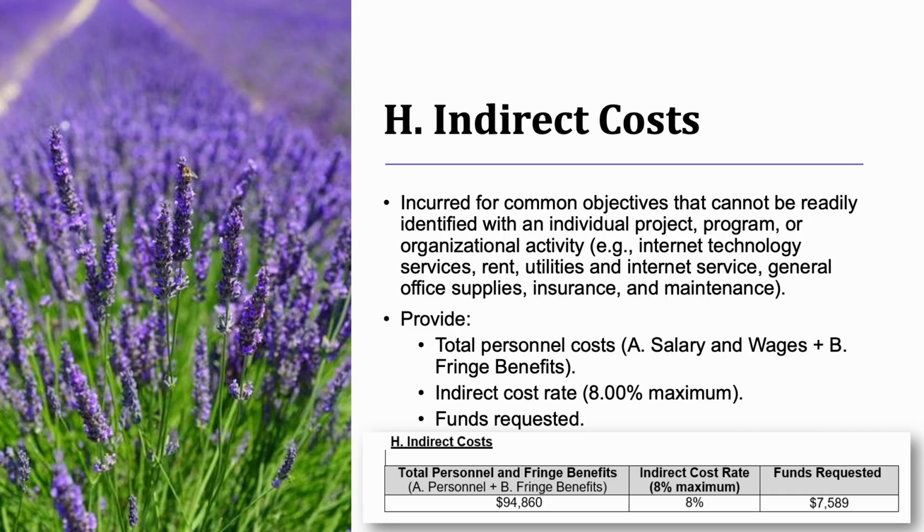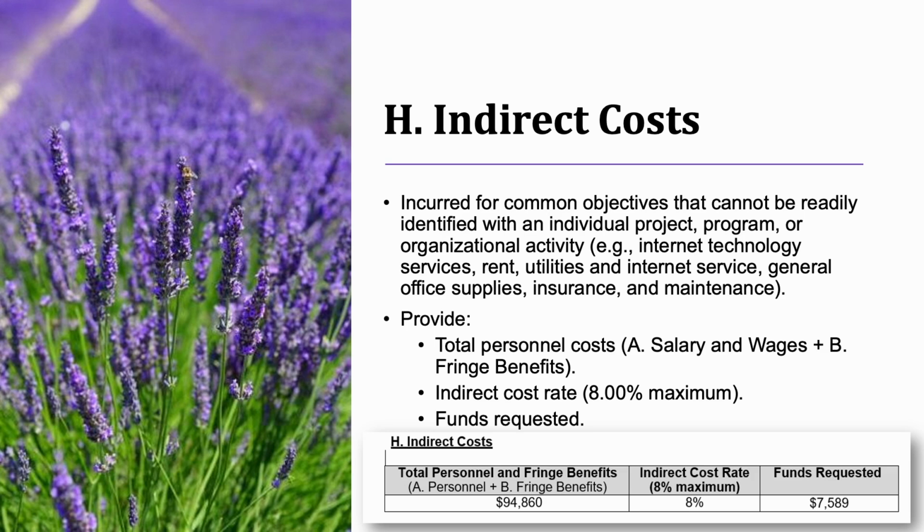And finally, category H is for indirect costs. Indirect costs are costs that cannot be identified directly with a particular project, program, or organizational activities. These include things like IT services, rent, utilities and internet service, general office supplies, insurance, and maintenance. Indirect costs are calculated as a percentage of total personnel costs.